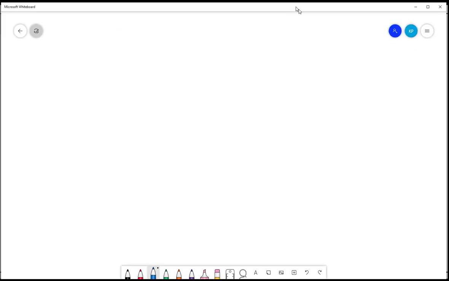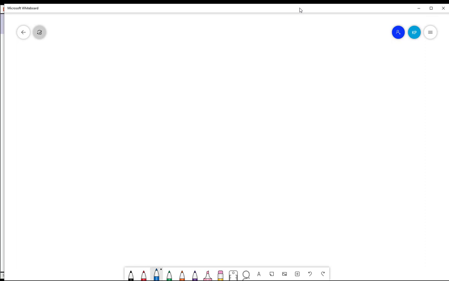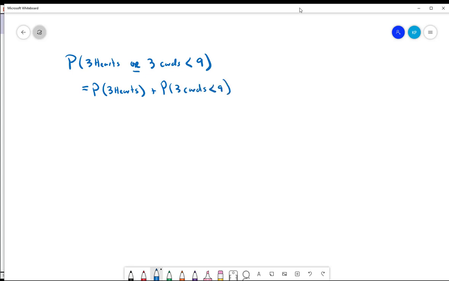Okay, so what this question is really asking is, what's the probability that we're going to get 3 hearts or 3 cards less than 9? If we use the addition rule, it tells us that the probability of 3 hearts or 3 cards less than 9 is equal to the probability of 3 hearts, which we've already calculated, plus, because it's an OR problem, the probability of 3 cards less than 9. But don't forget, we have to always subtract anything that we've already counted twice. So any kind of intersection.